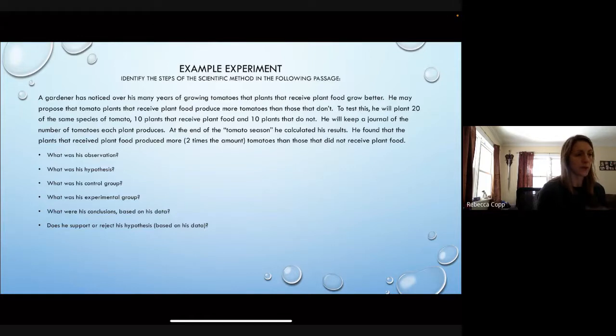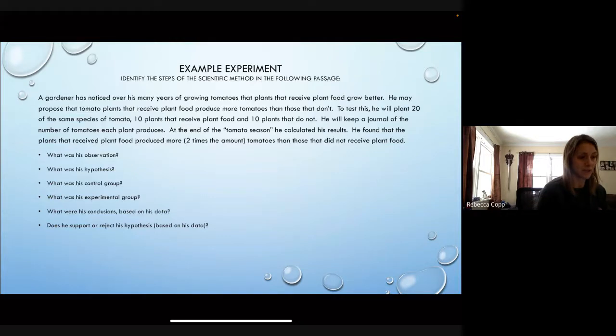Okay, so a farmer is running an experiment on plant food and tomatoes, and he thinks that he observes that the ones that are given plant food perform better, or have more tomatoes on them. So his observation is that he noticed over his many years of growing tomatoes that plants that receive plant food grow better. So that's his observation.